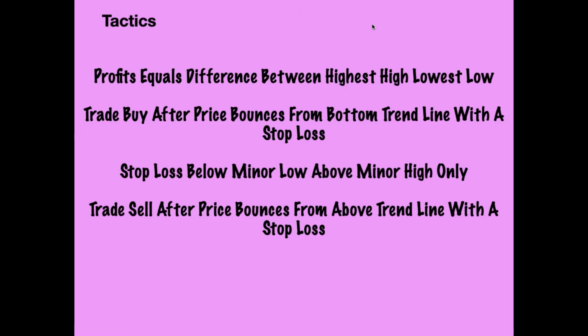So we discussed below the minor low. Now the next point says trade sell after price bounces from the upper trend line, with a stop loss. What does this mean? The price has touched the upper trend line at 120. Now we think it will go down as it has in the past. It will fall from here till 80. So we will sell the stock, but not at 120.